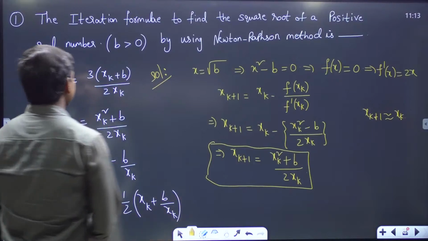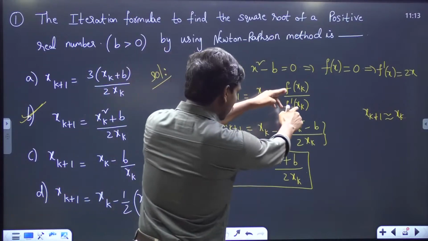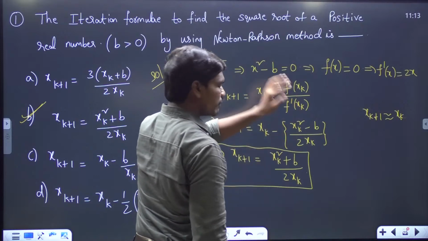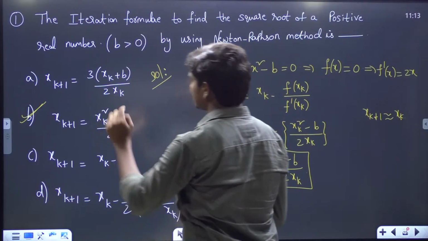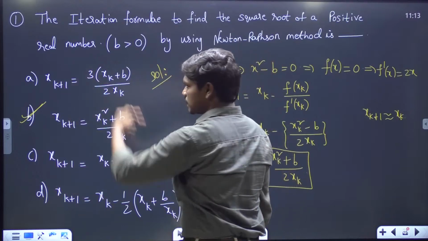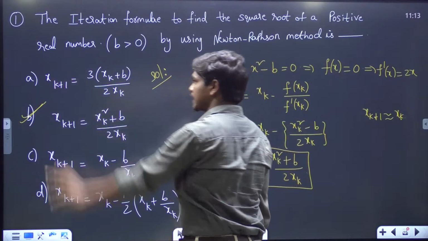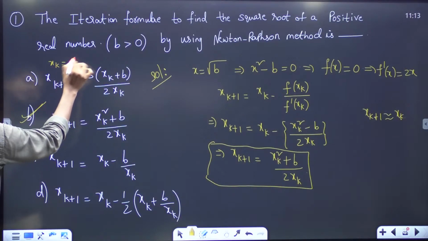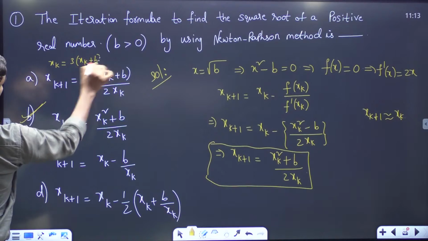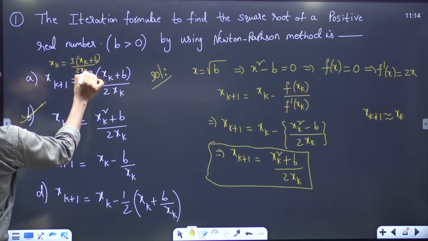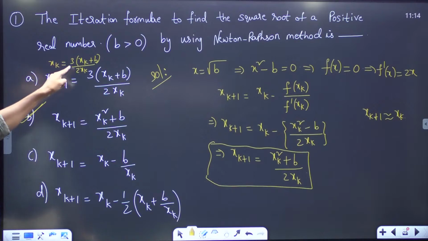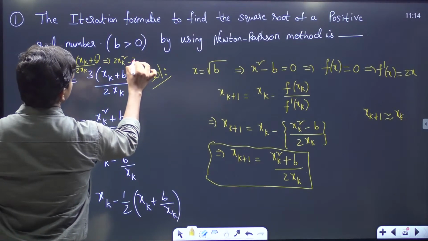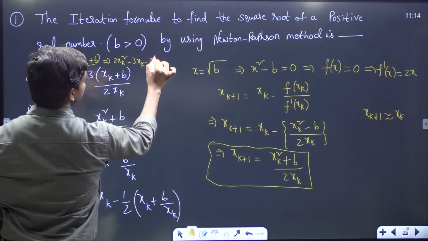Correct? So in the given 4 options, if you forget this formula, f of x by f dash or f dash by f, if you have some ambiguity, you can go for one thing. In all the 4 options, wherever there is xk plus 1, put xk. So if you put xk here, xk is equal to 3 times of xk plus b by 2xk. So if you simplify the things, 2xk square is equal to 3xk plus 3b, so 2xk square minus 3xk minus 3b is equal to 0.